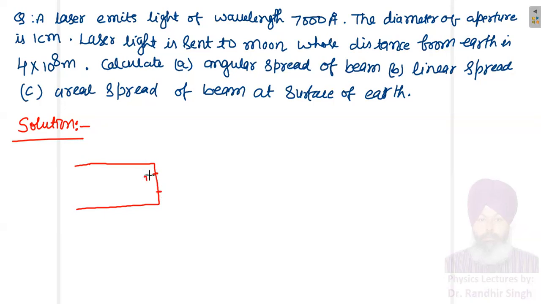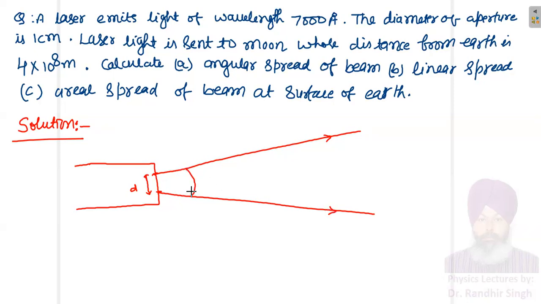Suppose this aperture has value small d, and this aperture emits light. So light is emitting like this, so it is diverging. This angle theta, as I have explained in my previous lecture, is the angular divergence. The wavelength of the light, let us say, is lambda. So it is sent to the moon.